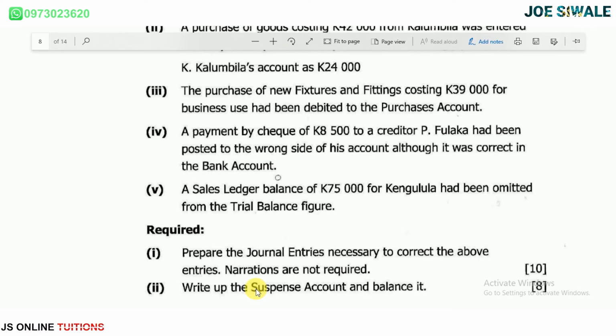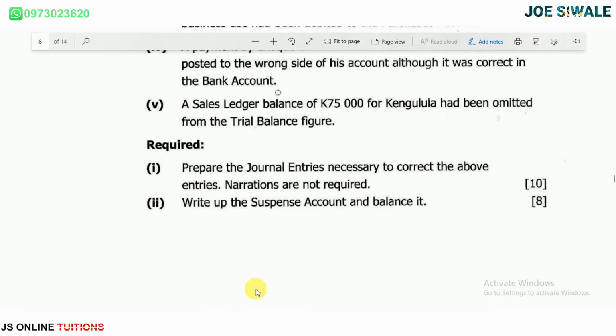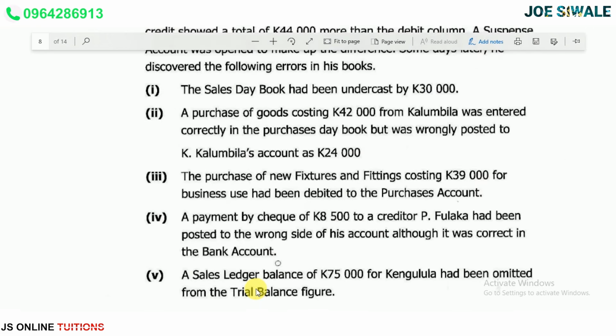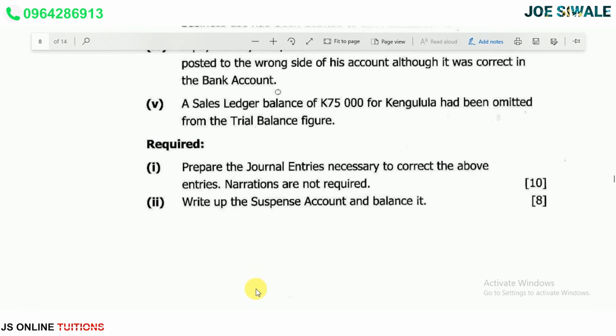Number 5, a sales ledger balance of 75,000 kwacha for Kengulula had been omitted from the trial balance figure. Then required: number 1, prepare the journal entries necessary to correct the above errors. Narrations are not required, 10 marks. Number 2, write up the suspense account and balance it. So the first thing that we're going to do, we're going to start by preparing the journal entry.